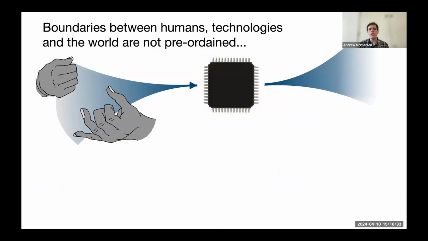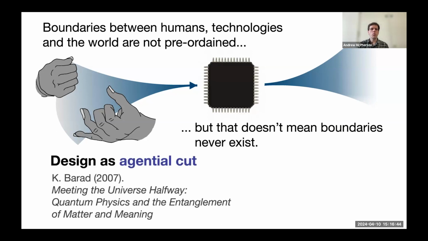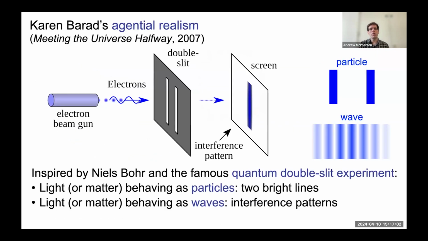So the idea is that these boundaries might not be preordained in some universal sense that we can always nail down, but that's not the same thing as saying that boundaries never exist. And this is where I think, again, Barad is a really useful source, talking about design as this process of what they call an agential cut. Essentially, the ideas of subject and object, cause and effect, come into being because of decisions that we make as designers. And I will attempt a really brief explanation of how Barad gets from Niels Bohr to the ethics and responsibilities of design.